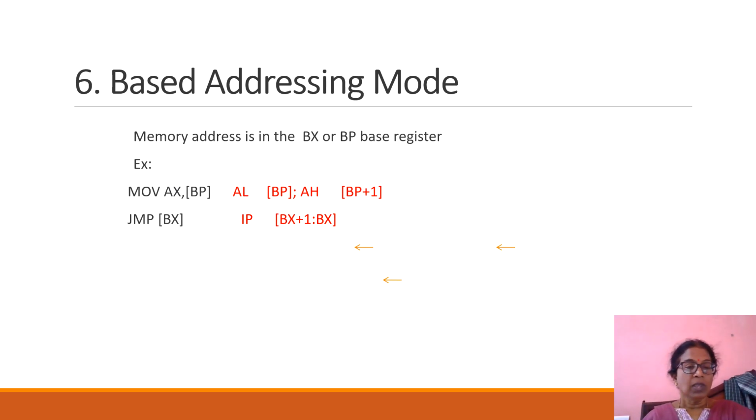Based addressing mode. Here base registers like BP and BX are used. For example, MOV AX, [BP]. That means the content of BP and BP plus 1 is moved to the AX register. The content of BX and BX plus 1 is moved to the IP register, and the instruction jumps to this particular address.